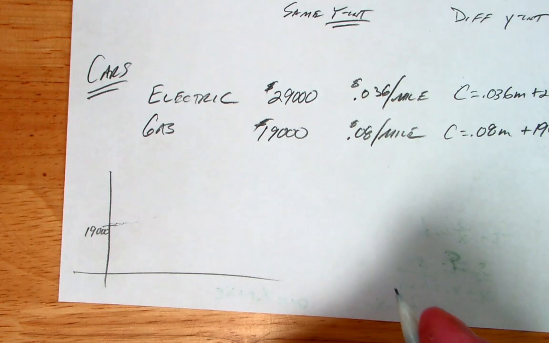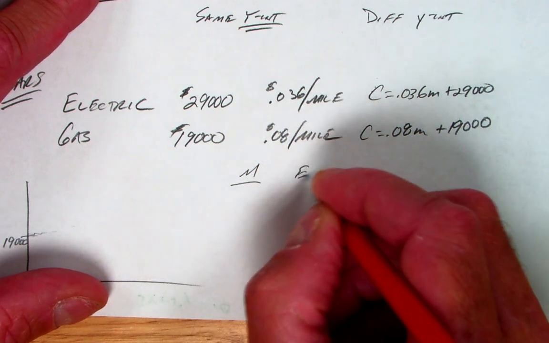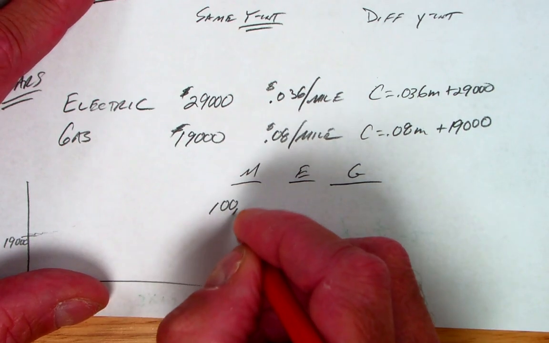So what we're going to do is we're going to experiment. We're going to find a couple points. So let's go like this. We're going to pick a certain number of miles. We're going to do electric, and we're going to do gas. Let's do 100,000 miles.